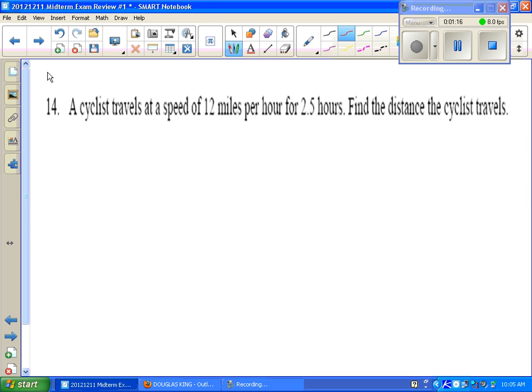A cyclist travels at a speed of 12 miles per hour for 2.5 hours. Find the distance, so that's what we're looking for, D. Your distance equals your rate times your time. Miles per hour tells you your rate. Hours tells you your time. So all we need to do is plug those values in to find the one that we don't have.